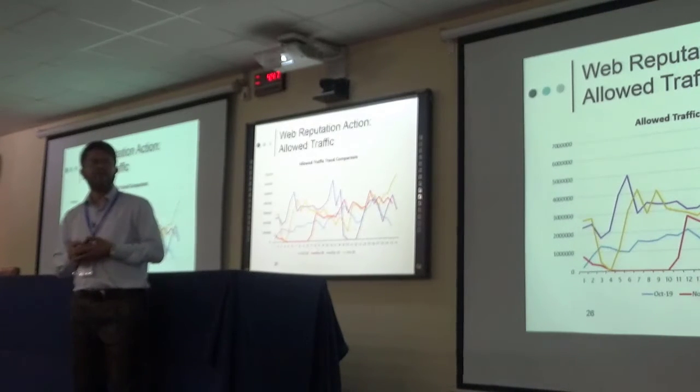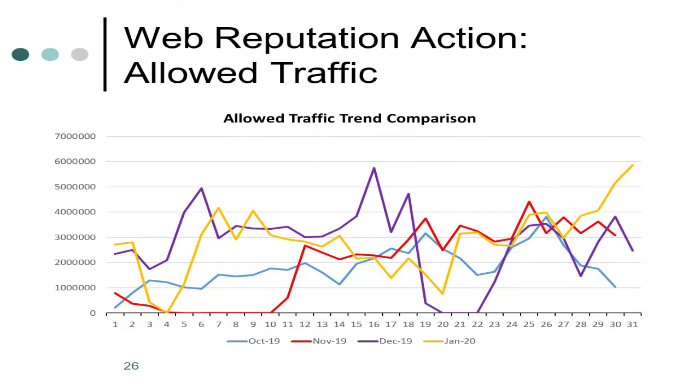So this is the allowed traffic. Allowed means the traffic that is passed by default. So the score is more than 6. Okay. So this is more or less almost similar in every month.